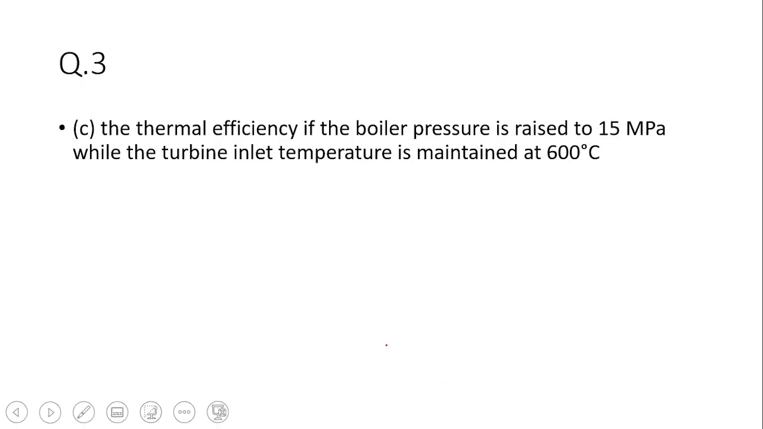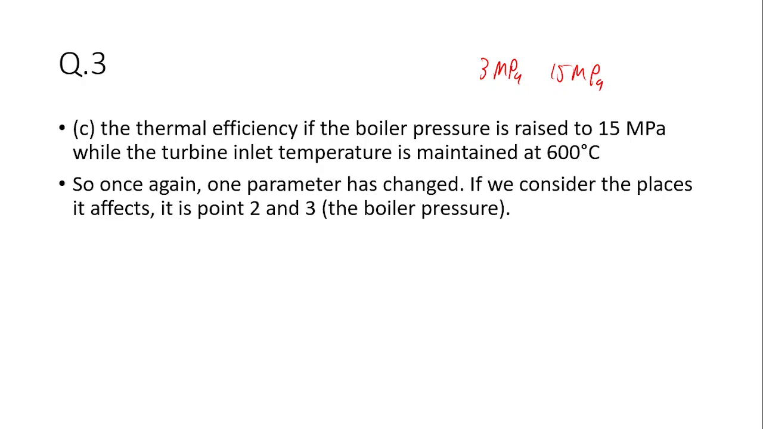Then the last thing is that we are now looking at a change in the boiler pressure. So now instead of us using 3 megapascal, we are using 15 megapascal. So this is going to affect point 2 and point 3 because now it's the boiler pressure that has changed. It means that from point 1, after I pumped it, instead of it coming out at 3, it's coming out at 15, goes through the boiler, and it's at 15. So it's no longer at the 3, it's at 15 now. So I have to find my value for point 2 at the 15, or I have to find the pump work.